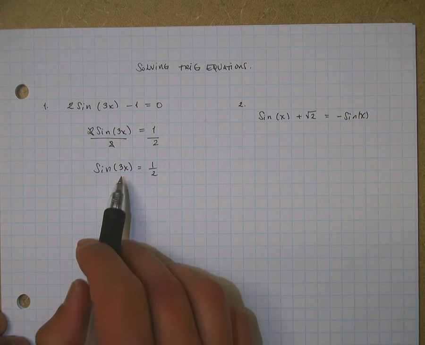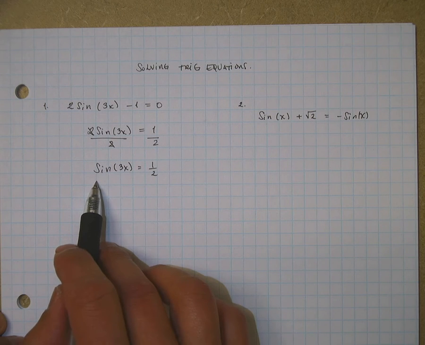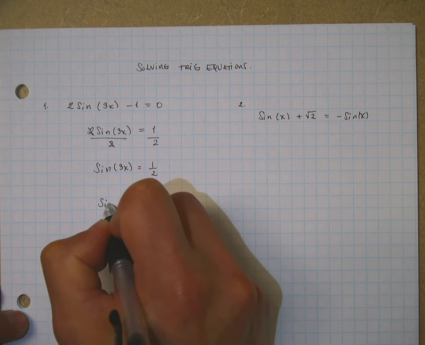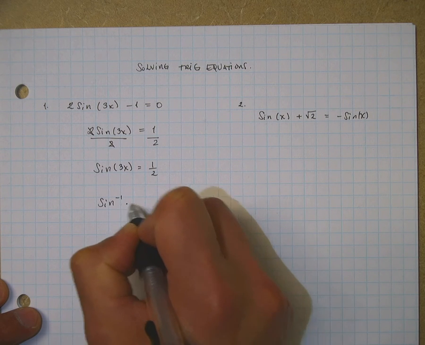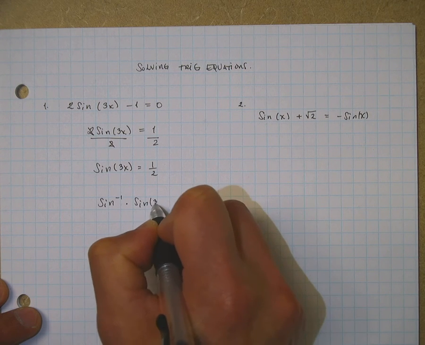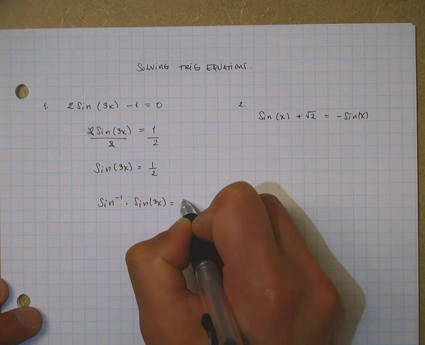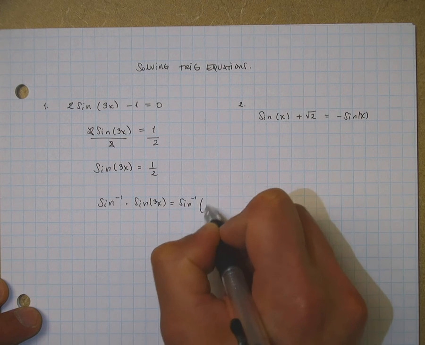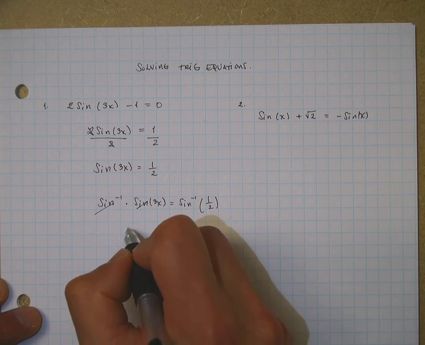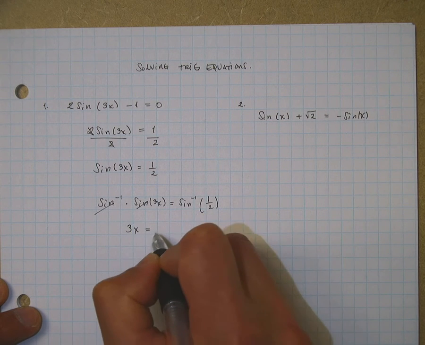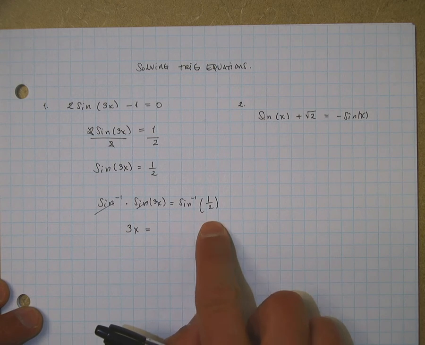Well, we want to solve for x, so we want to get rid of the sine. So how do we do that? Well, we do sine inverse. Sine inverse times sine of 3x, and I'm doing it the long way, but it's okay, just so you guys can get the hint of what's going on. The sine inverse and the sine simplify each other out. You're left with 3x is equal to, what's the sine inverse of 1/2?